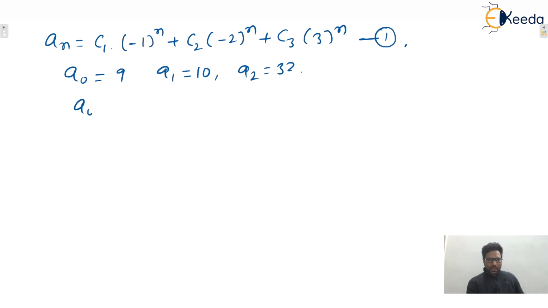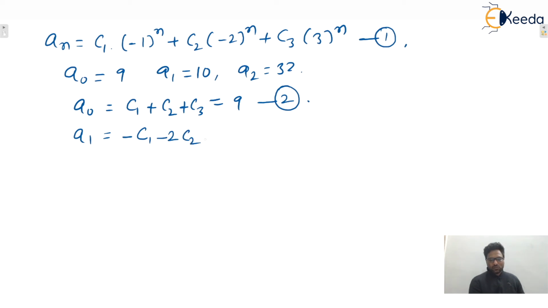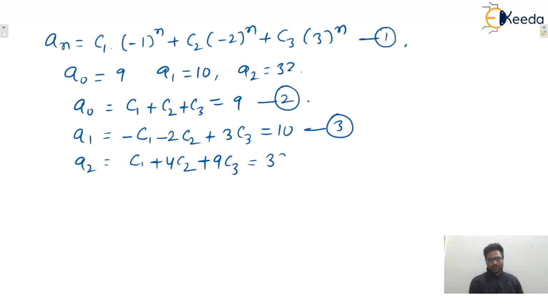So apply these three. So a naught becomes what? Put n value equals 0: C1 plus C2 plus C3 equals 9. Let's say that is equation number 2. Now the second one is a1, put n equals 1. So this is minus C1 minus 2 C2 plus 3 C3, that is equal to 10, that is equation 3. And the next one is a2: C1 plus 4 C2, n value is 2, plus 9 C3, that is equal to 32. So let's say this is equation 4.